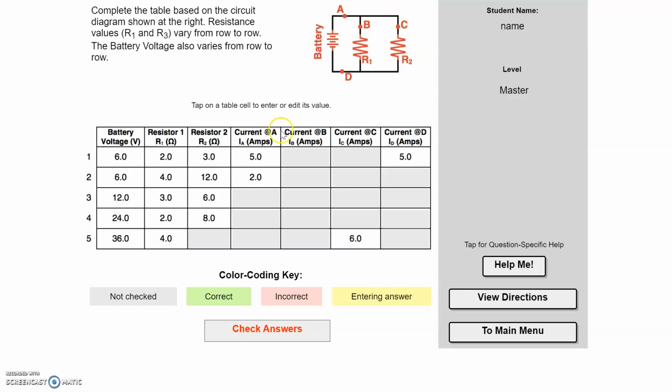A and D are always the same, because the current coming out of the battery equals the current going back in. So that's why this says 5 and this is also 5. B is the current going through the first resistor, and C is the current going through the second resistor.